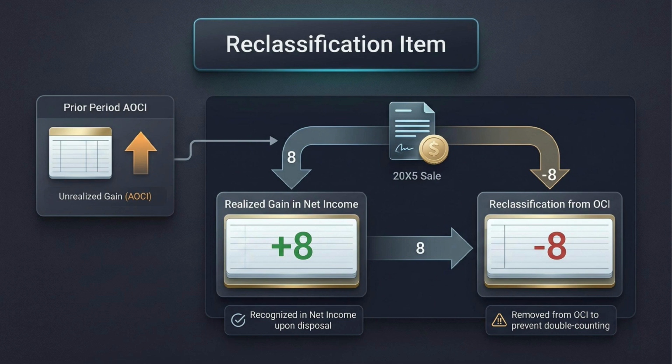If we leave it in current OCI and also recognize it in net income, we count it twice. Accounting does not allow the same gain to wear two identity cards at the same time, so we apply a negative reclassification adjustment of 8.